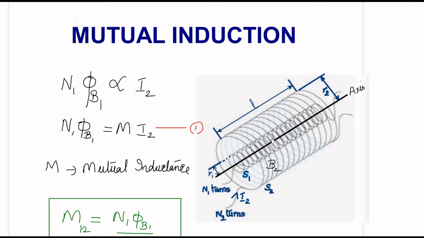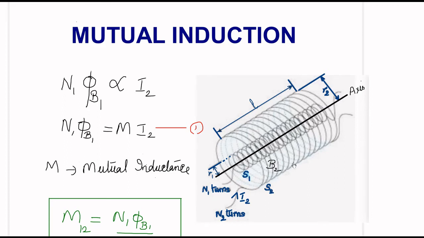And if the second coil is associated with the magnetic field produced by the first coil, then EMF is induced in the second coil. This phenomenon is called mutual induction. Look at this diagram. It consists of two coils, S1 and S2.